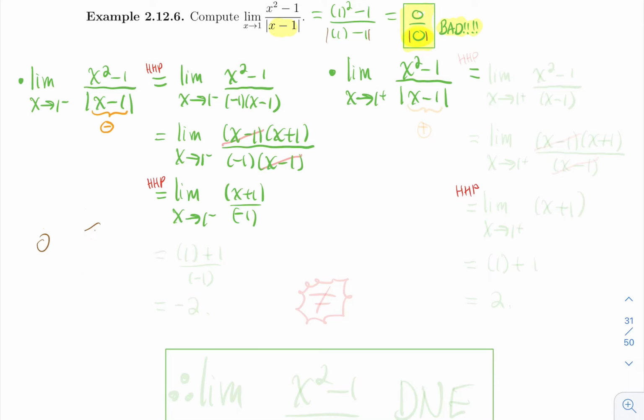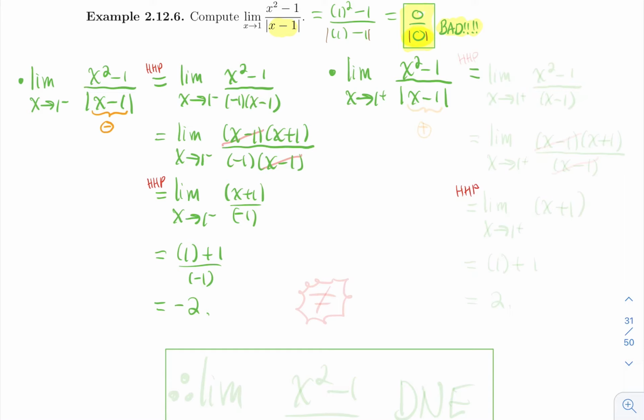Now we replace x by 1. Okay, the limit notation is gone. You get 1 plus 1 divided by minus 1, and that simplifies to minus 2. So the left limit of (x squared minus 1) over the absolute value of x minus 1 is minus 2. Now let's do the right-sided limit.